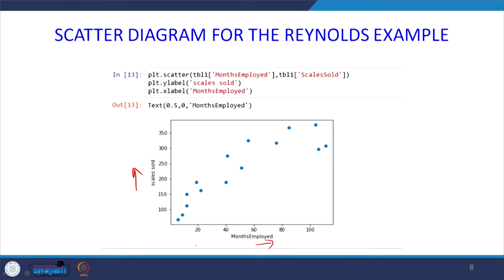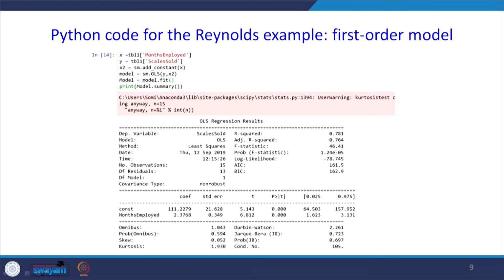When I plot it, there seems to be a positive trend. What is the meaning of positive trend? When the number of months employed is increasing, the sales are also increasing. It says that a person who has experience as a salesperson can sell more products when compared to an inexperienced person. So, this was the code for running a regression.